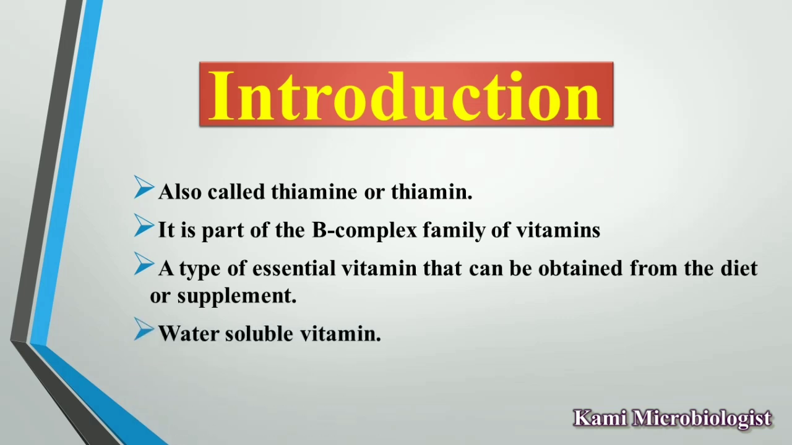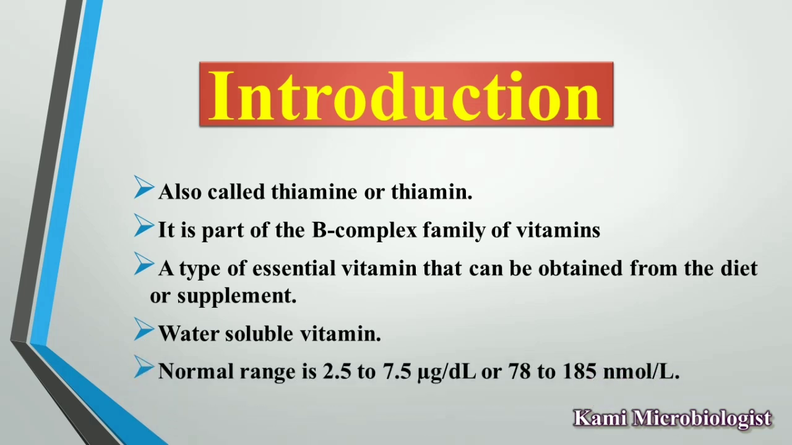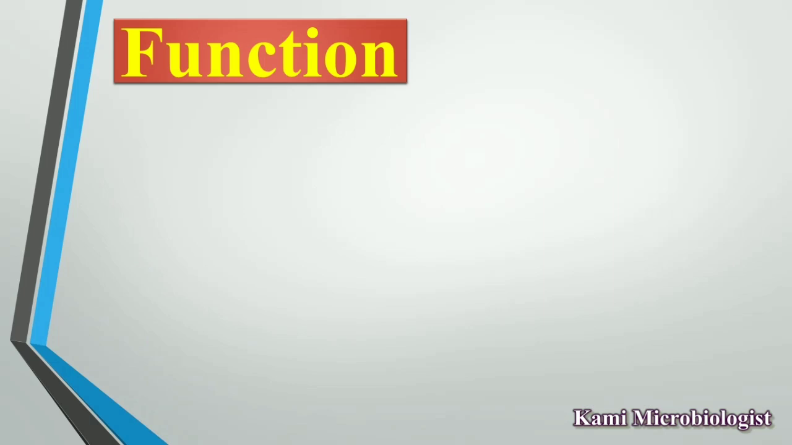Next, vitamin B1 is a water soluble vitamin, and the normal range of vitamin B1 is 2.5 to 7.5 micrograms per deciliter, or we can say 78 to 185 nanomoles per liter. So this is the normal range. Then we have the function.